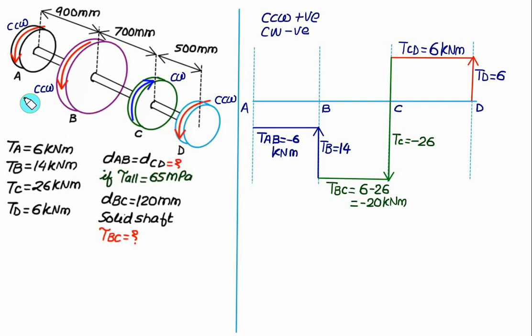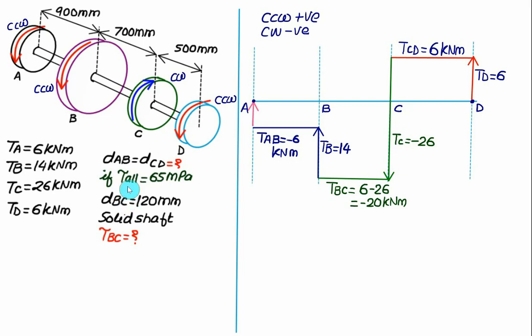And finally at A we have a counterclockwise torque of 6. Minus 6 plus 6 will be equal to 0. So you start at 0 and you must end at 0. So this one is our torque diagram. We are ready with the torque in the segments AB, BC and CD. Now we can answer this question.